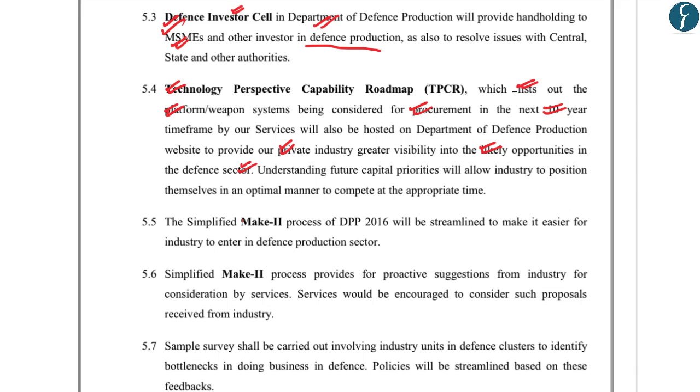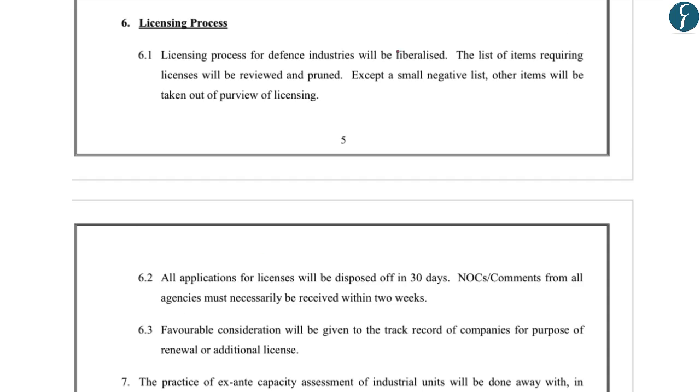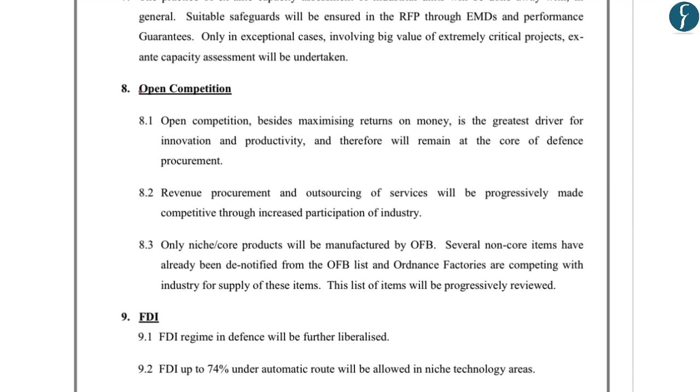Moreover, the Defense Ministry has also simplified the Make 2 processes, which would make it easier to enter into the defense production sector. Moreover, the Government of India would liberalize the licensing processes for defense industries and thereby would maintain a small negative list for which a license would be required for manufacturing. Moreover, the Government of India would ensure open competition between the private industries and the ordnance factories, wherein currently the ordnance factories have a form of monopoly in the licensing system to produce and manufacture defense equipments.